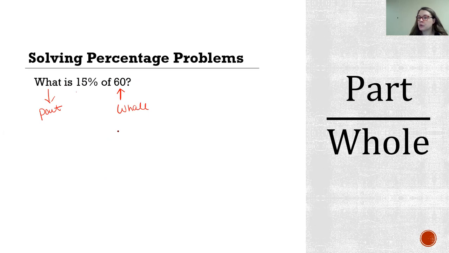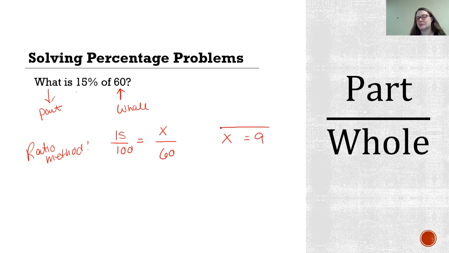So I'm going to write this out in ratio form first. So we'll do the ratio method first. So 15 out of 100 is equal to something, what is 15%, so that's what we're looking for, out of 60. Okay, so 15 times 60 divided by 100, we will find x equals 9. The shortcut method.